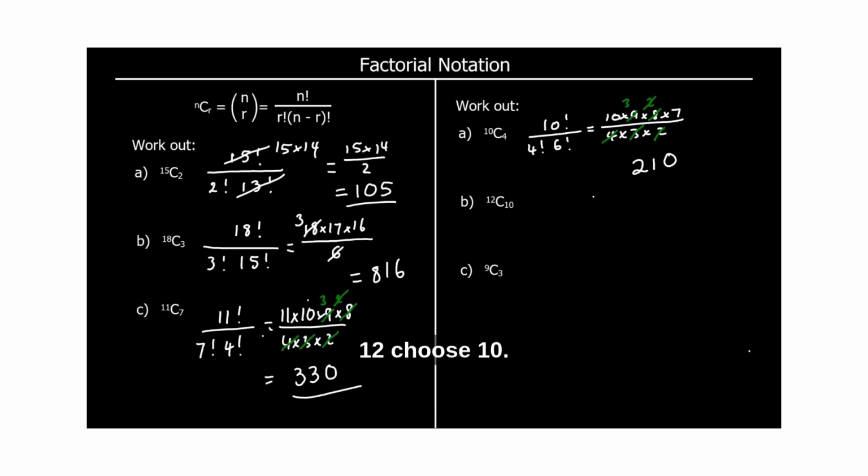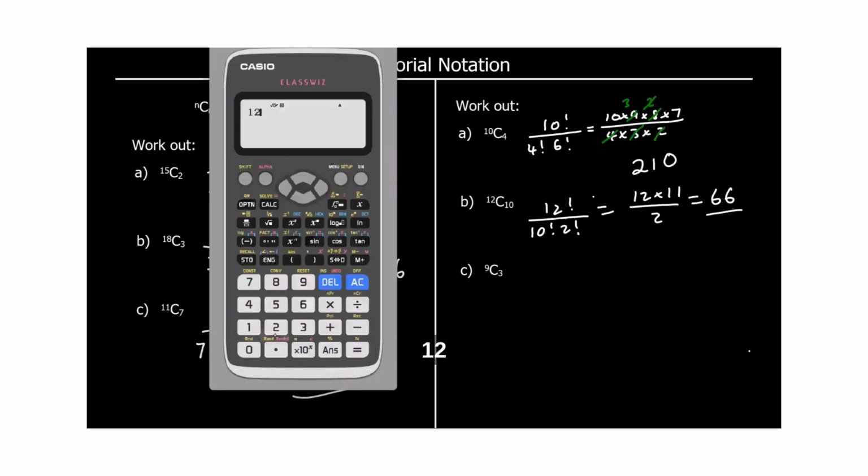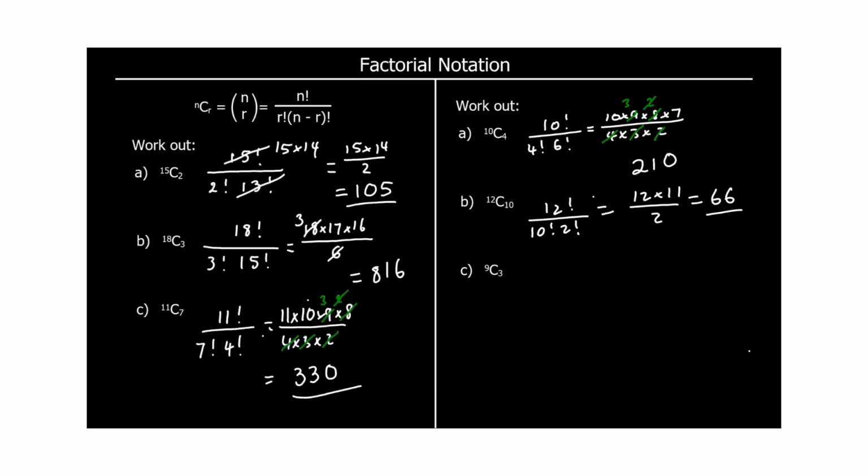12 choose 10. 12 factorial over 10 factorial times 2 factorial. The cancel, divide by 10 factorial. So that leaves 12 times 11 on top, and it's just divided by 2. That's the same as 6 times 11, which is 66. 12 choose 2, 66.